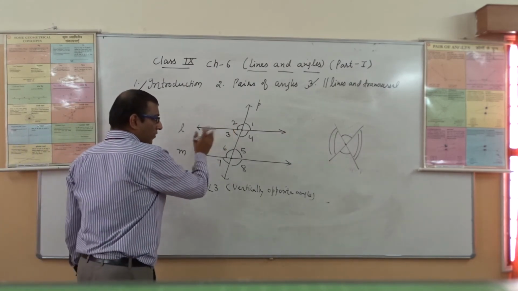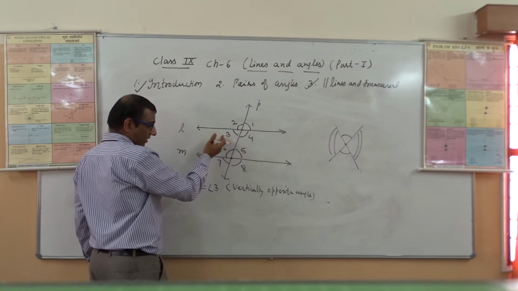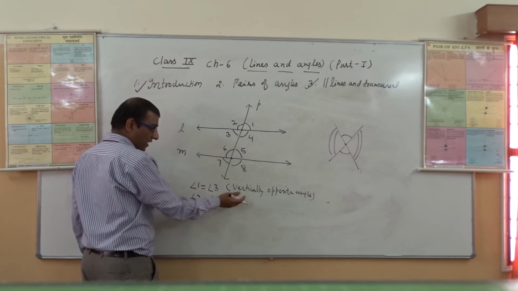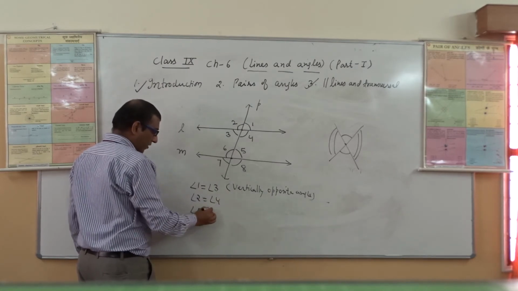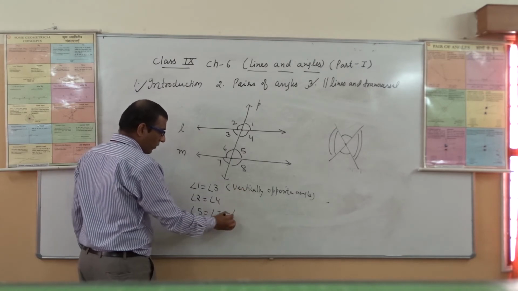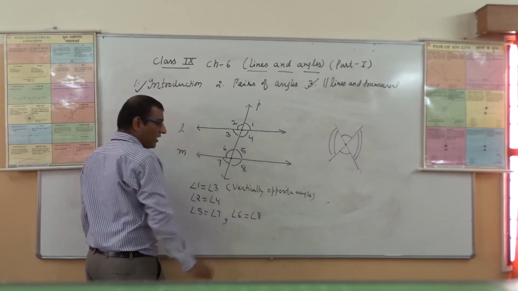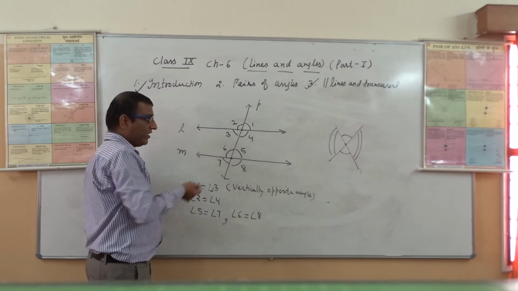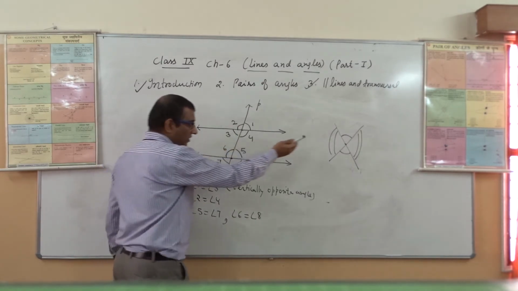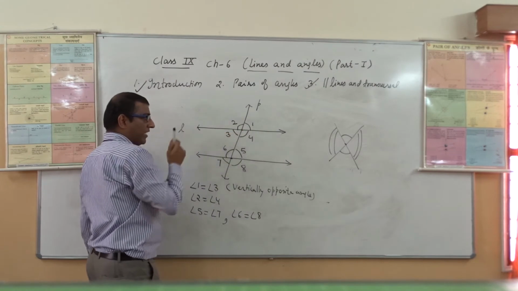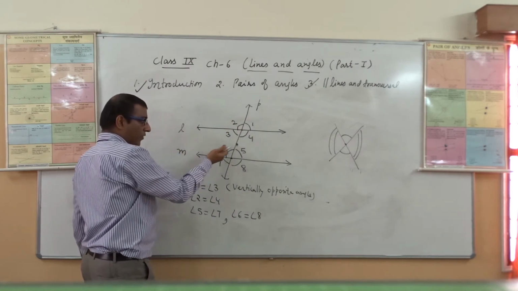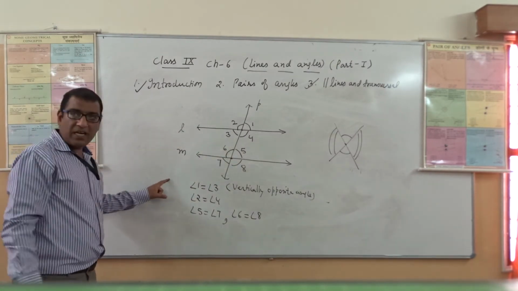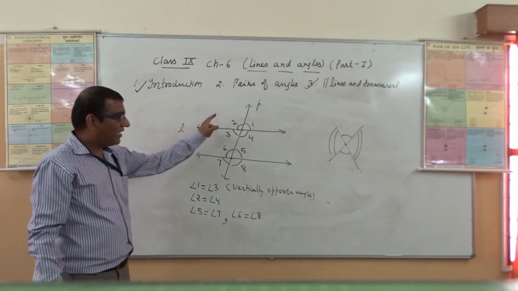When we apply the same concept here, angle 1 and angle 3 are equal. Same procedure, angle 2 and angle 4, same reason, vertically opposite angles. Then angle 5 equals angle 7, and angle 6 is equal to angle 8. So whenever two lines intersect each other, some angles are generated. As per this concept, angle 1 and angle 3 are equal, angle 2 and angle 4, angle 6 and angle 8, and angle 5 and angle 7 are equal. This is the concept of vertically opposite angle with the help of parallel lines and transversal.